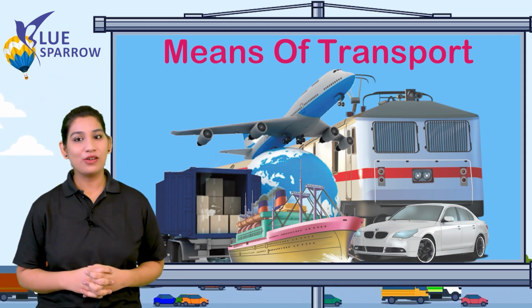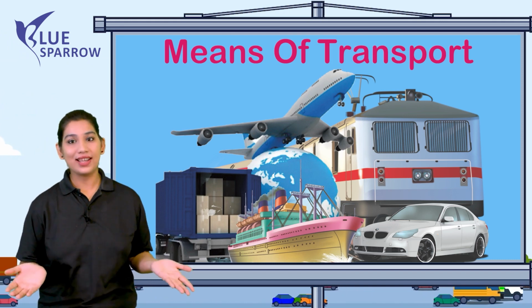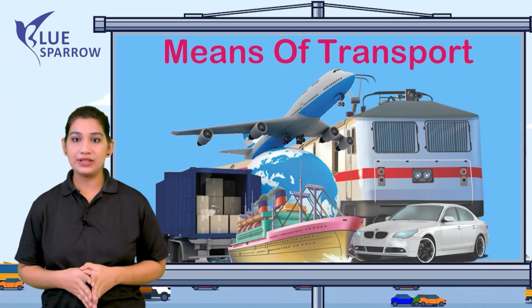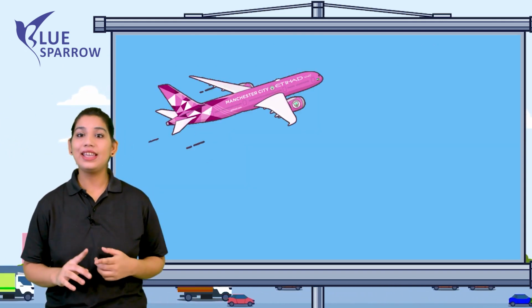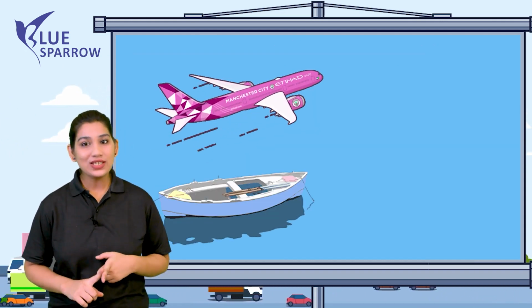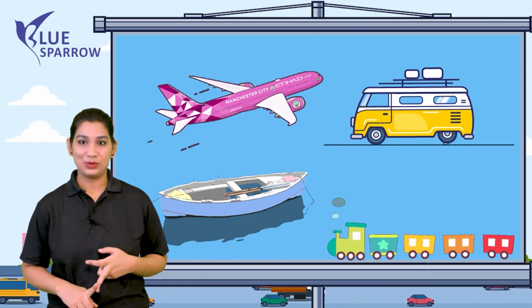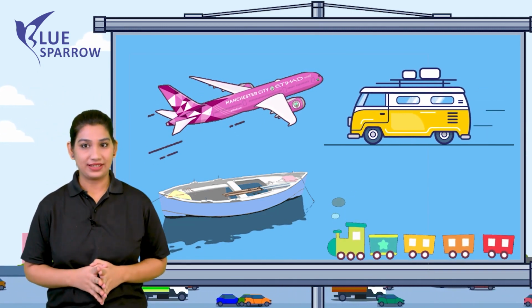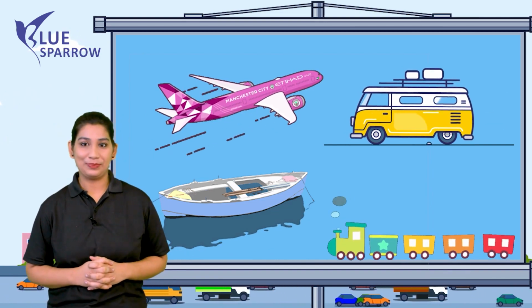Means of transport क्या होते हैं? That we use to go from one place to another. And we use different kinds of transport for this purpose. There are different types of transport like air transport, water transport, rail transport, road transport. All these are used for different purposes. In today's session, we will understand all of them.